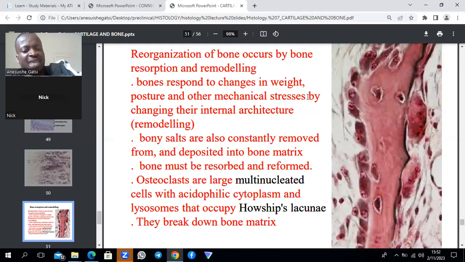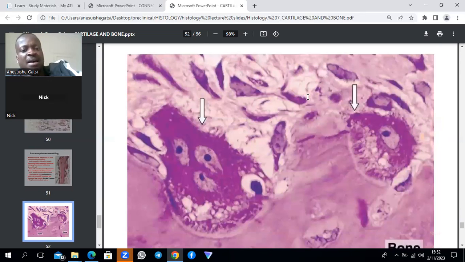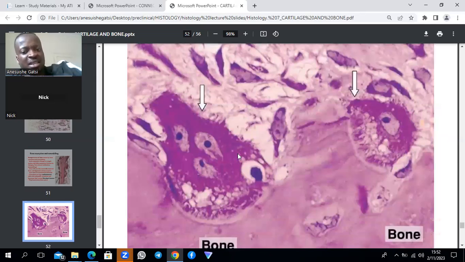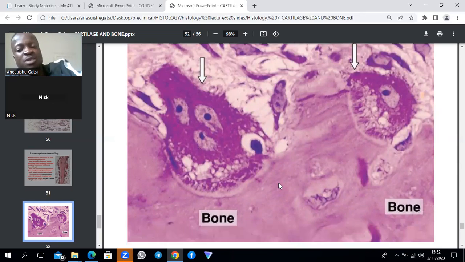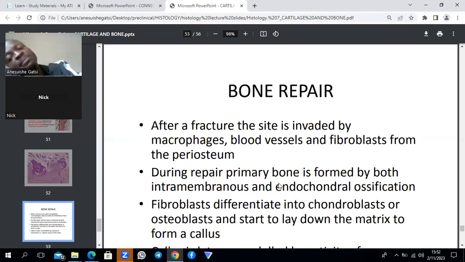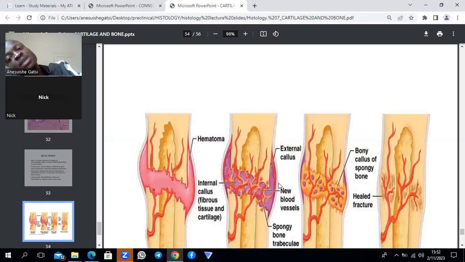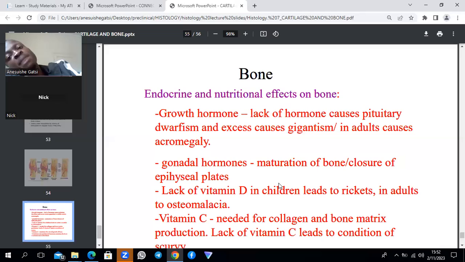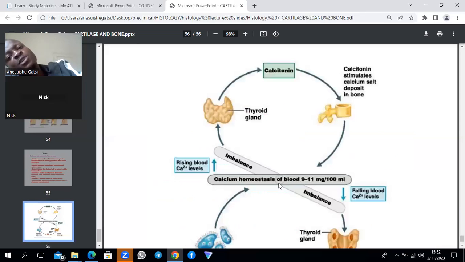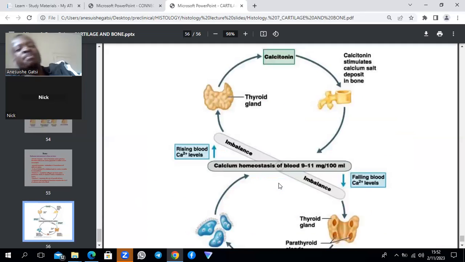Then osteoclasts, we say they are multinucleated. We've talked about that. Then you can see this cell here. Looks multinucleated. 1, 2, 3, 4. But remember, I say these are just things that you'd have eaten, or things that the macrophage would have eaten. Right. Then bone can repair. It's highly vascular, so repair is quite possible.